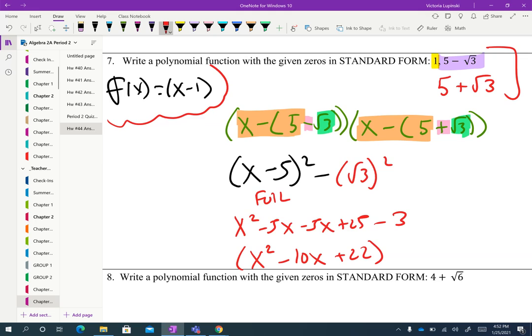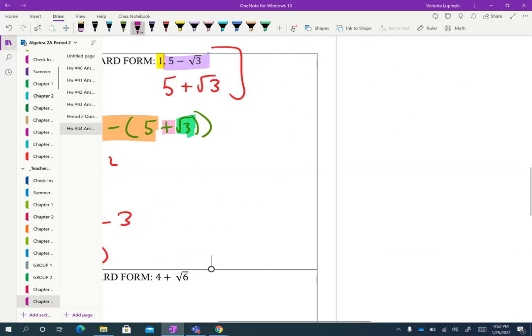And then from here, I now have to bring back my x minus 1. So far, what I have here is f of x equals x minus 1 times x squared minus 10x plus 22. The final step in order to put that into standard form is to multiply it. Remember, you can multiply it lots of different ways. Perhaps you might consider doing the box.